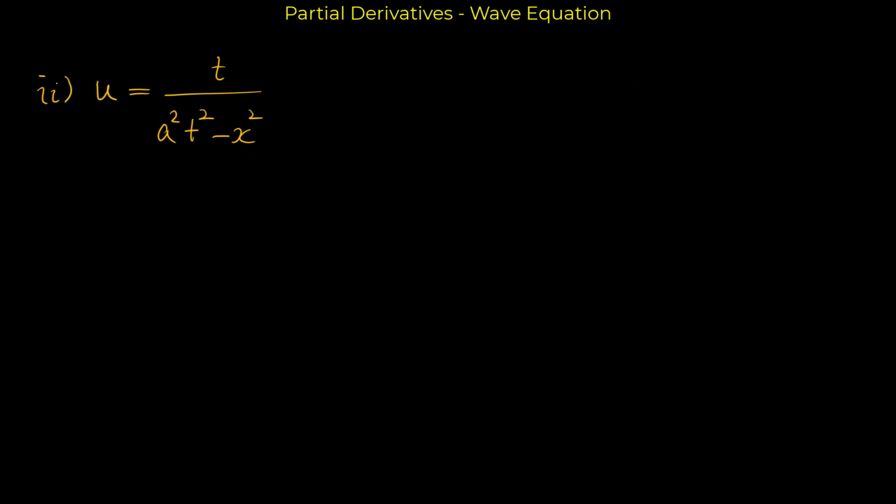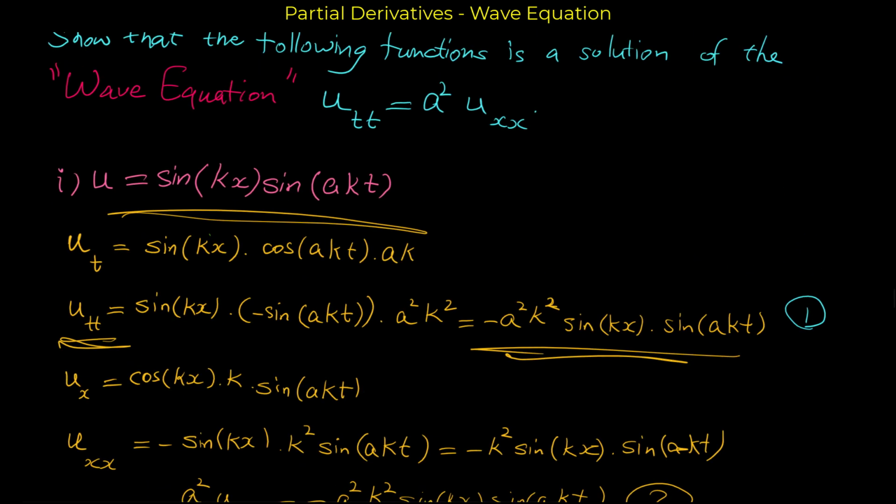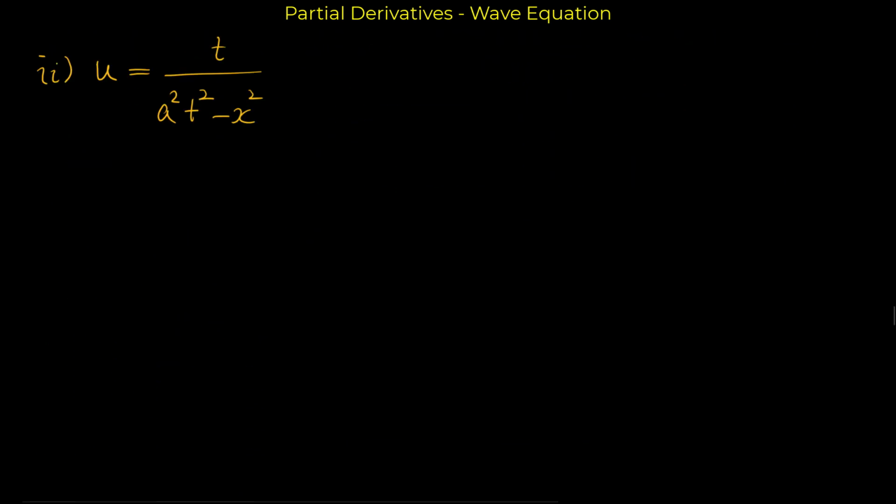Also, for this function, we want to show that this function satisfies the same equation. Again, we start with finding u_t, the partial derivative of u with respect to t. To find the partial derivative of this function with respect to t, we use the quotient rule because it's t in the top, t in the bottom, and we use the quotient rule, of course.